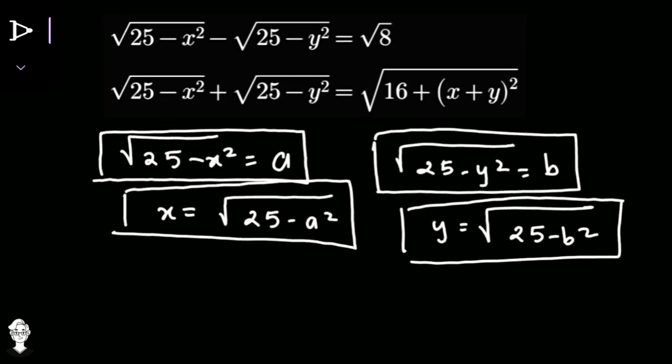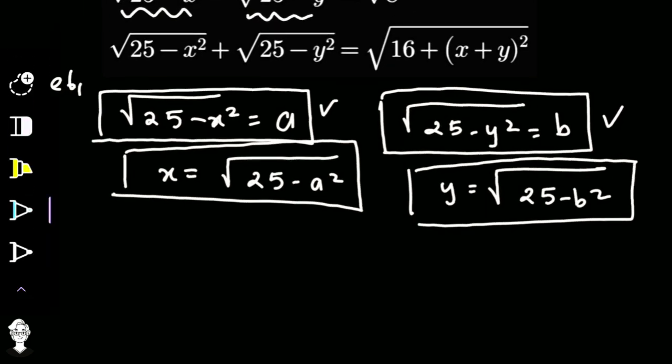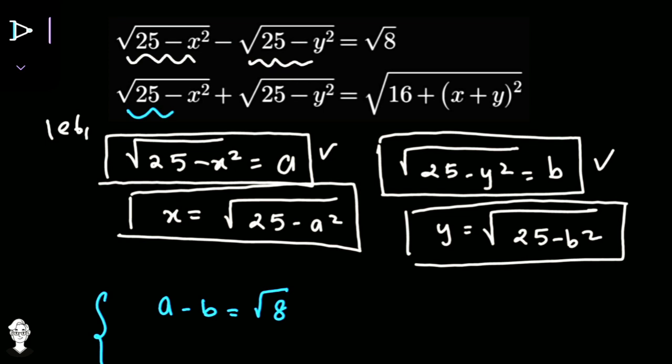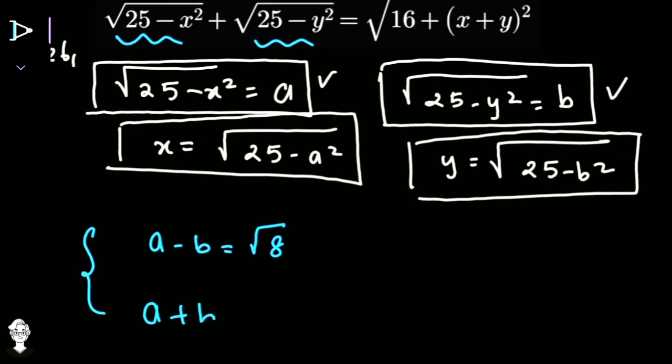Yes, very simple thing. Now I can see square root of 25 minus x square minus square root of 25 minus y square is equal to square root of 8. So according to the values we have let, instead of that we can write a minus b is equal to square root of 8. And the second one is a plus b, and that is equal to square root of 16 plus (x plus y) the whole square.